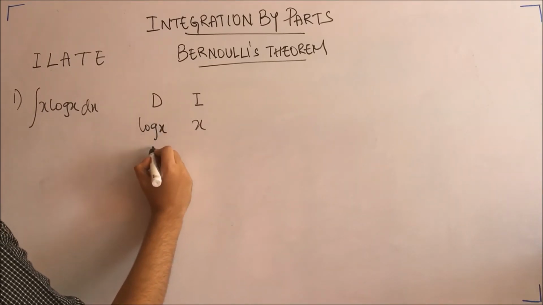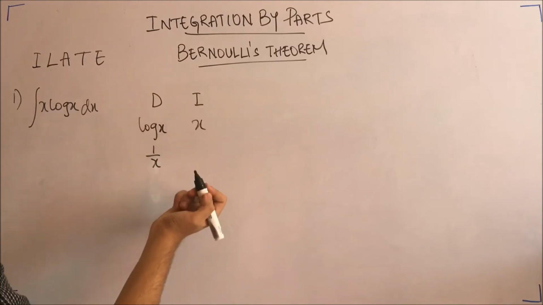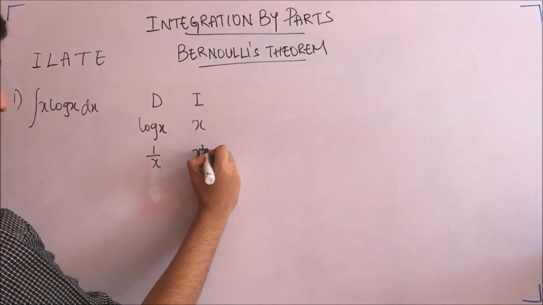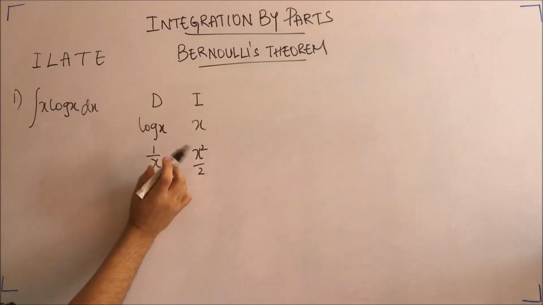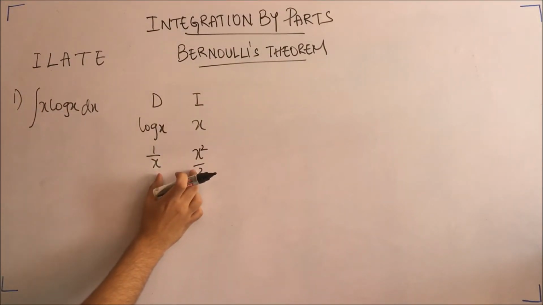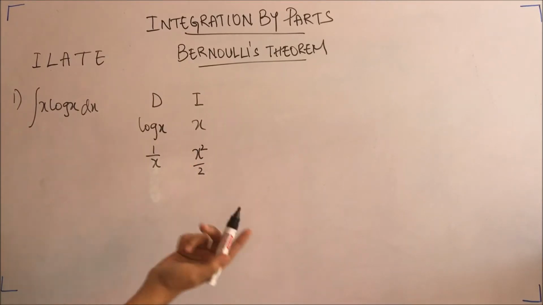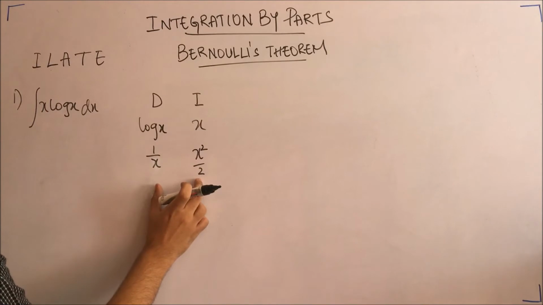So let's differentiate log x. I get 1 by x, and when we integrate x, I get x square by 2. So now what we have to do is check whether these two when multiplied is integrable or not. 1 by x into x square by 2 will give me x by 2, which is integrable. So I'll stop at this stage.